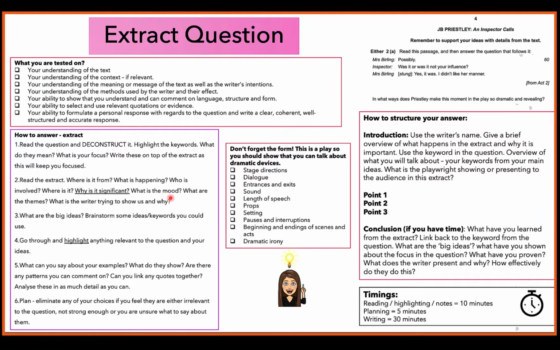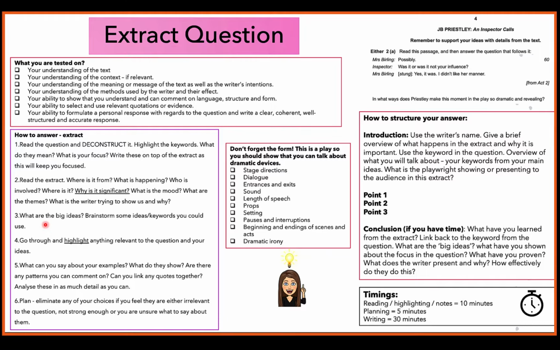Think about the mood or the atmosphere that's created and how. Think about the themes. Can you track particular themes? Can you attach them to characters or action? And then think about what the playwright is trying to show us throughout this extract and why. And then just do a quick brainstorm. What are the big ideas here? If you brainstorm some key ideas and key words, you could use them later when you're trying to develop your essay and write up your points.